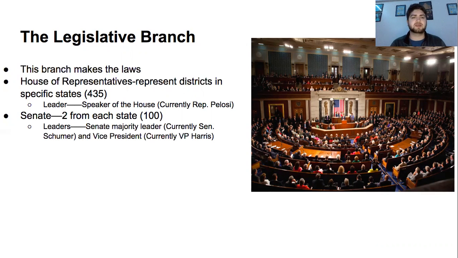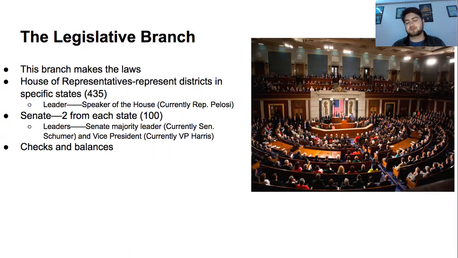Now, the leader of the Senate currently is the Senate Majority Leader, which is Senator Schumer of New York, and the Vice President is kind of the leader of the Senate. They break ties, and that would be the Vice President of the United States, Vice President Kamala Harris.